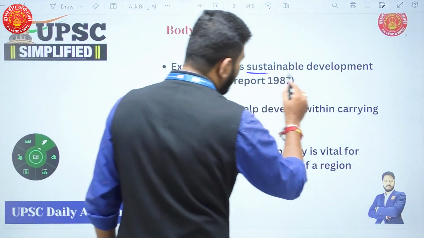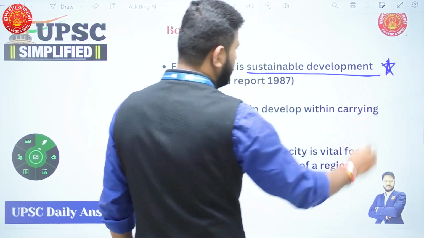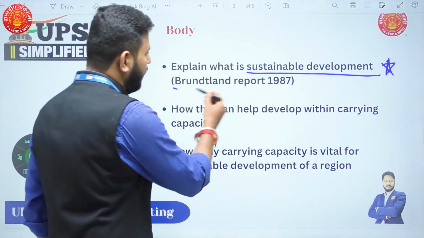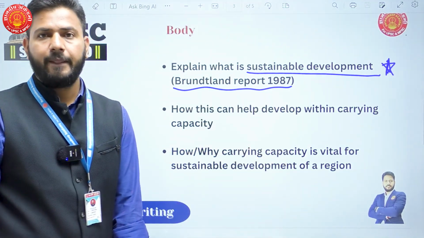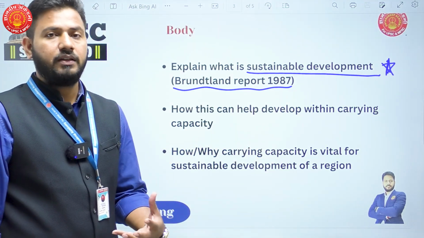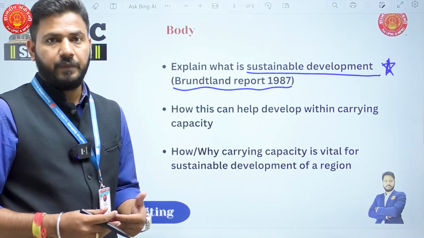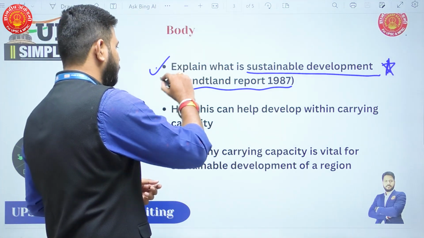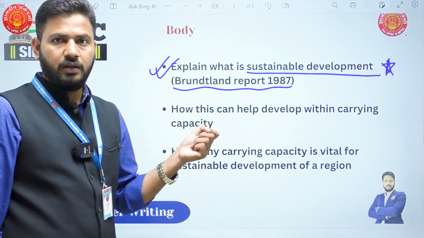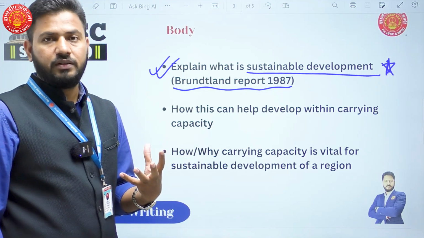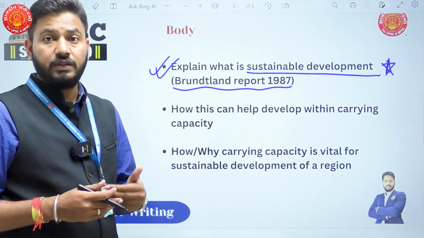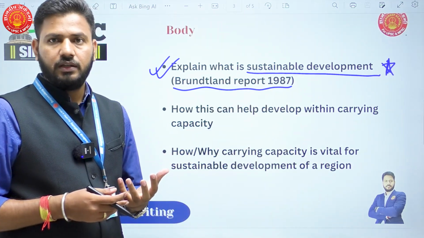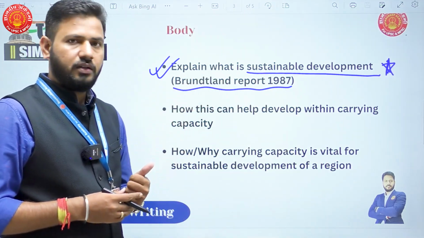Okay, now instead of using your own words about sustainable development, quote the exact definition that was given by the Brundtland report in 1987. This was the first time when sustainable development was defined. So instead of giving your own words, try to use the definition given by this report. It is a kind of development which fulfills the needs of the present generation without compromising the ability of the future generations to fulfill their own needs. This definition was given by the Brundtland report.